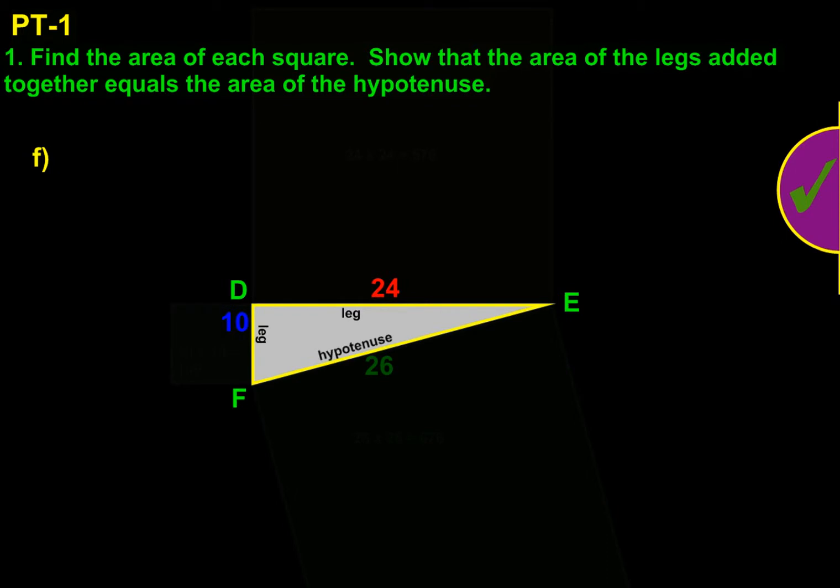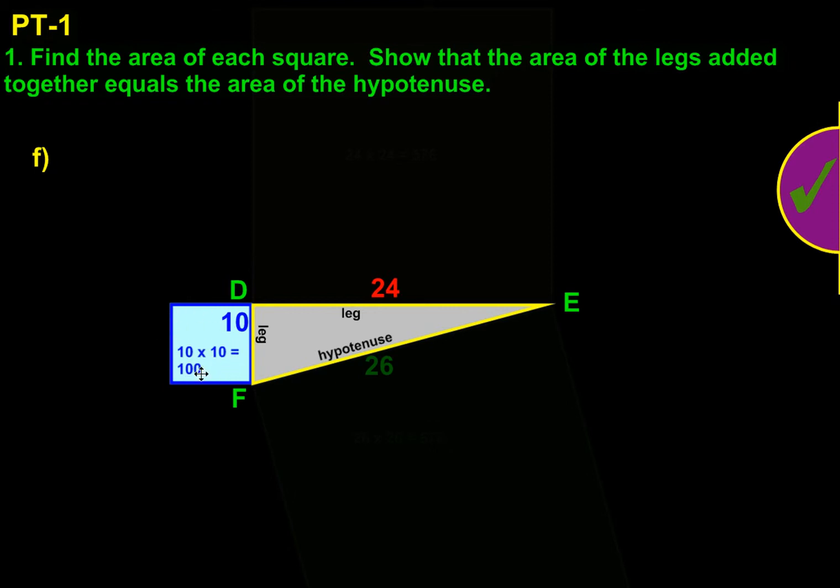We'll start by taking a look at 1f. Find the area of each square. Show that the area of the legs added together equals the area of the hypotenuse. The first thing we want to do is take a look at one of the legs. I'll start with 10. We want to create a box around this area, a square, like that. Knowing that all sides are 10, we want to find the area of this square.